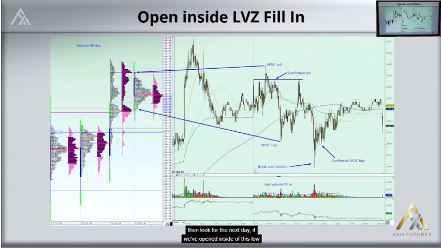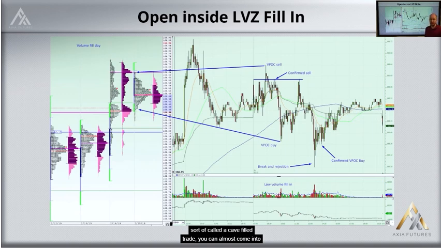What you then look for the next day, if we've opened inside of this low volume, is a bit like a poor value area, reaction from each side, and then building volume to fill the cave. So this is what you're after, and it's a reasonably simple trade. It's what I call a cave fill trade.